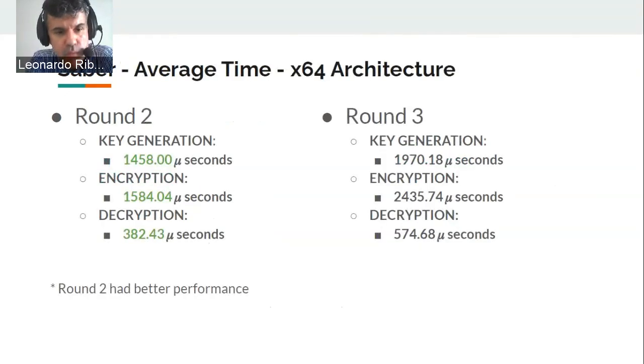And what was the data that was collected? While testing Saber, we collected the round 2 data. We found that the round 2 data was better than the round 3 data because the performance was better. You can see through this slide, in green letters, that round 2 was better than round 3 code in the performance tests.